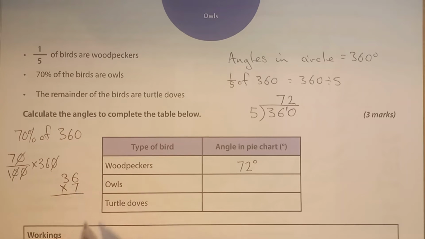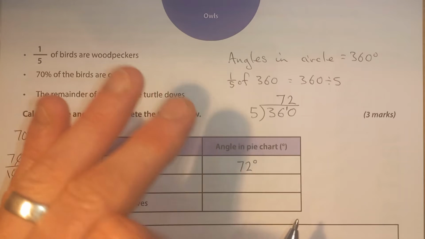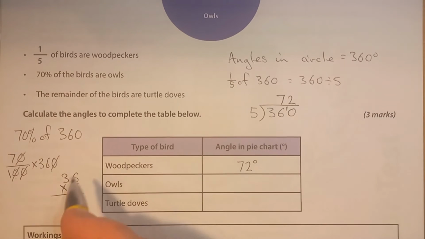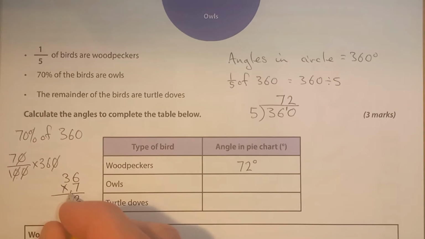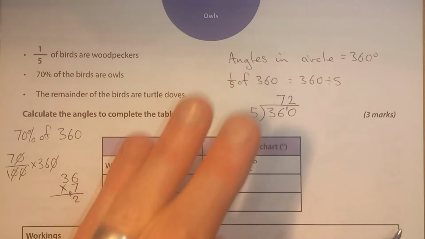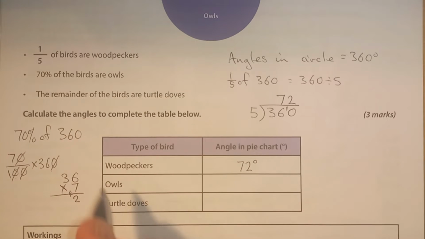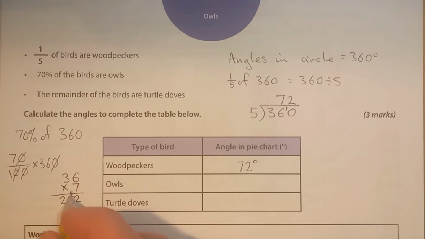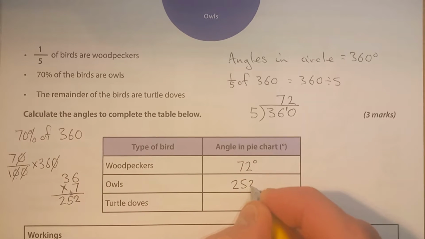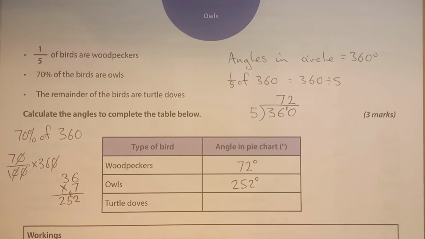Well, let's do 7 times 6. So 7 sixes: 6, 12, 18, 24, 30, 36, 42. So 2 and carry the 4. Then we've got 7 times 3, or 3 times 7. 7, 14, 21. Add the 4, gives us 25. So for owls, we've got 252 degrees.